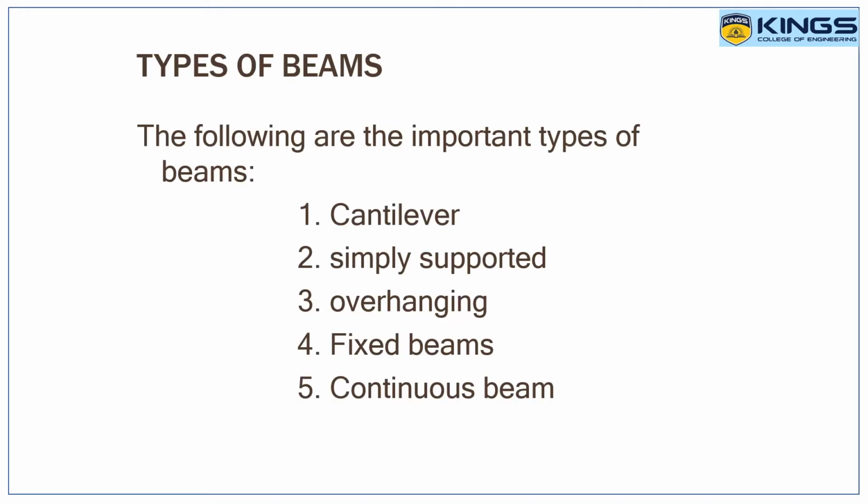Now, what are all the types of beams that are available? The following are the important types of beams that are widely used in engineering applications. So what are they? Cantilever beam, simply supported beam, overhanging beam, fixed beam, continuous beam. These are not the only types of beams, there are others, but these are the common types that are widely used in many engineering applications.